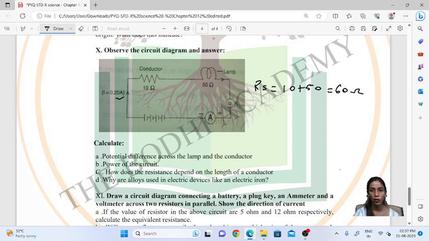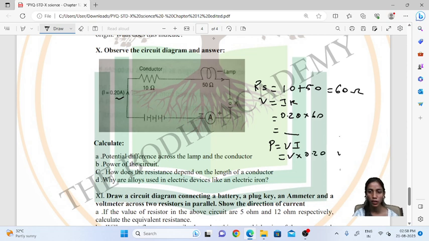You have to find the potential difference, so you have to use the V equals IR formula. You have to put 0.20 into 60, then write the answer you're getting here. So this will be the potential difference. Now again you have to find the power. The power formula is VI. V, the potential difference value, you have to add, and I is what is given over there, 0.20. So this will be in watts.